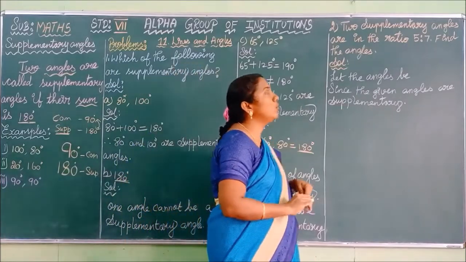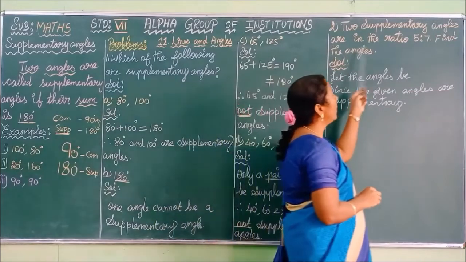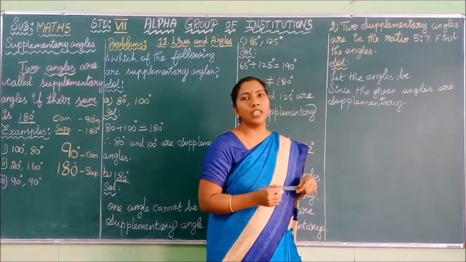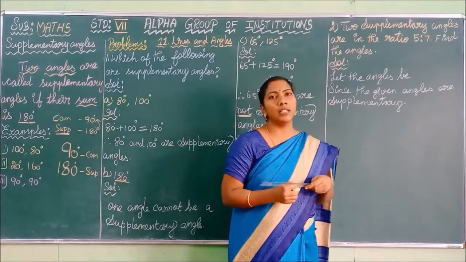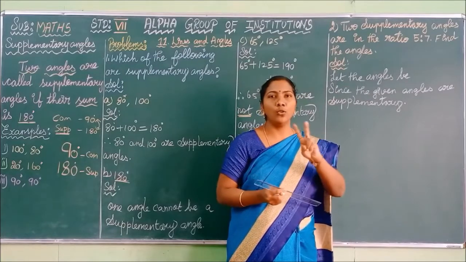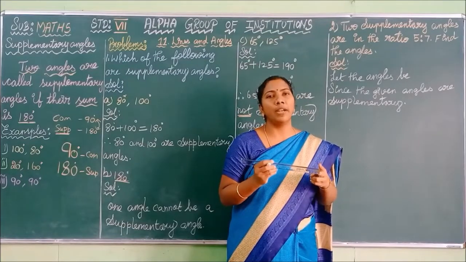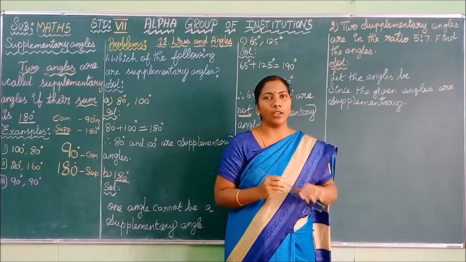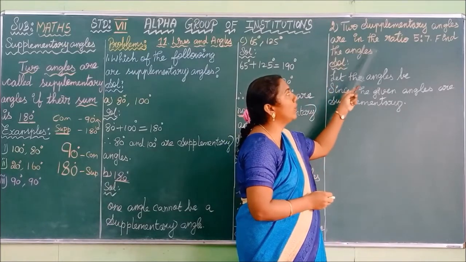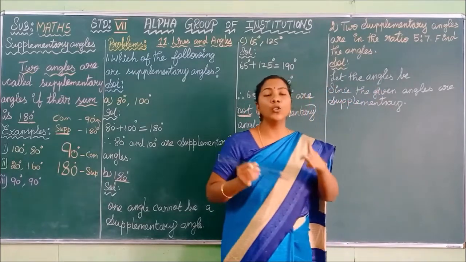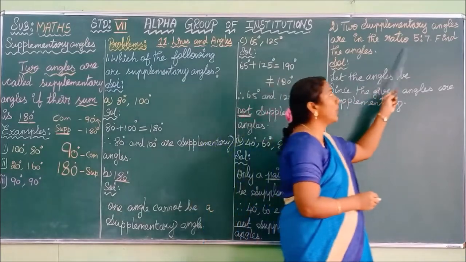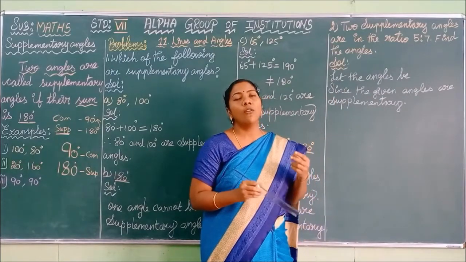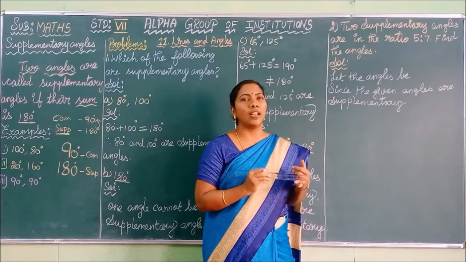Next we are going to do one word problem. Two supplementary angles are in the ratio 5:7. Find the angles. What is the data given in the question? Two supplementary angles. It means we are going to find the two angles. The two angles are supplementary, it means if you add the two angles, you get the answer 180 degrees. And they have also given one more hint, that is the ratio. The two supplementary angles are in the ratio 5:7. So using these two hints, we are going to find the angles. One is supplementary and another one is ratio.